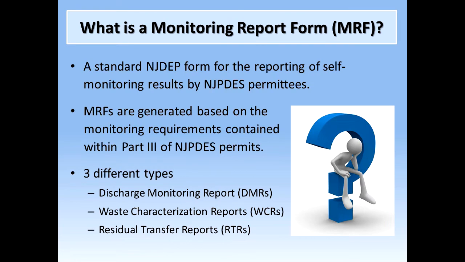Before we discuss the specific monitoring report form that CSO permittees will be required to report information on, let's first discuss what a monitoring report form is. A monitoring report form is a standard NJDEP form for the reporting of self-monitoring results by NJDEP's permittees. These forms are generated based on the monitoring requirements contained within Part 3 of the NJDEP's permits. There are three different types of monitoring report forms: DMRs, WCRs, and RTRs.